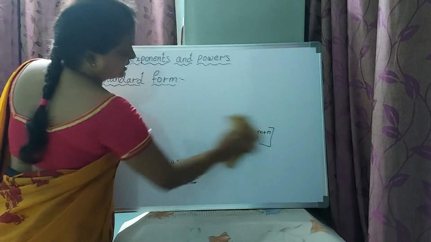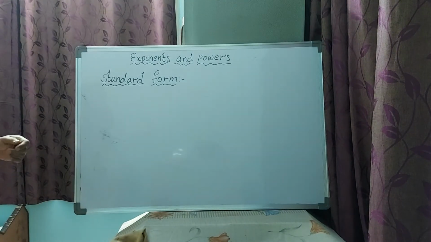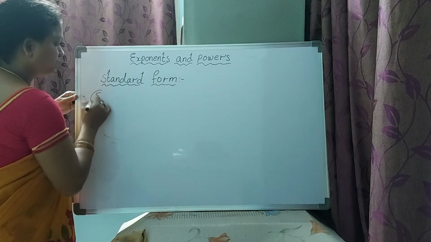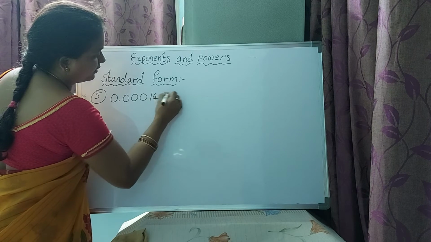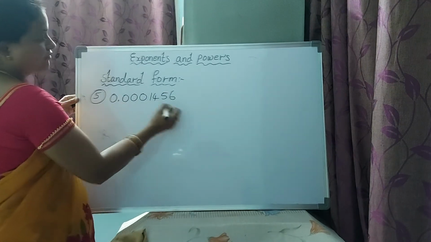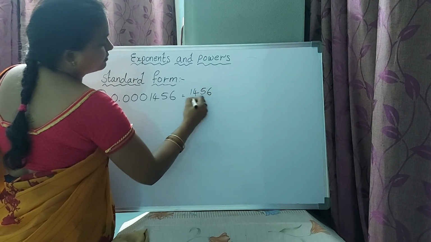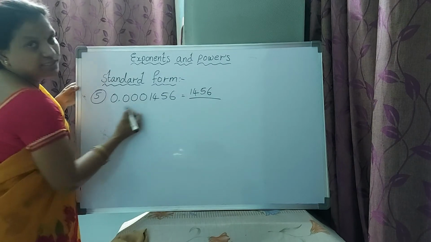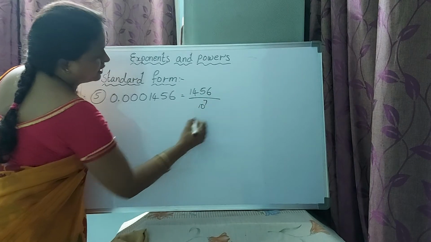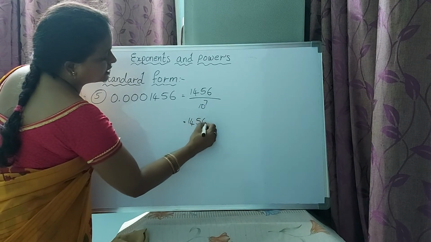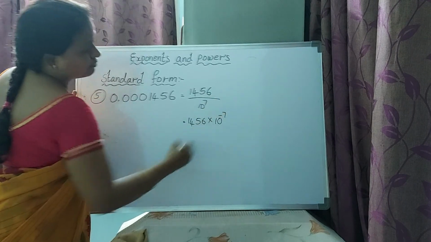Last example for this smallest number. How to convert the smallest number into standard form. See, 0.000145. Okay, how to convert this one? First change this into fractional form. 1456 by, after the point how many digits are there? 1, 2, 3, 4, 5, 6, 7 are there. 10 to the power of 7. So 1456 into 10 to the power of, if it comes to the numerator, it becomes minus 7.